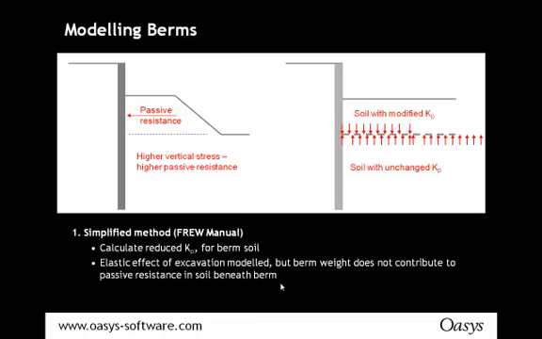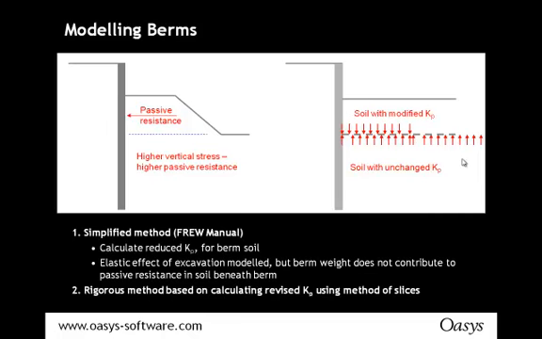However, the elastic effect of excavation is modelled, but the berm weight doesn't contribute to the passive resistance in soil beneath the berm. And this is covered in more detail in the module in the manual, and you should probably have a look there as well to understand this better. But there is a way of countering this, and that is by reducing the surcharge shown on your right, reducing the level of surcharge slightly below the level of the base of the berm. But you should really read the manual to understand this in more detail.